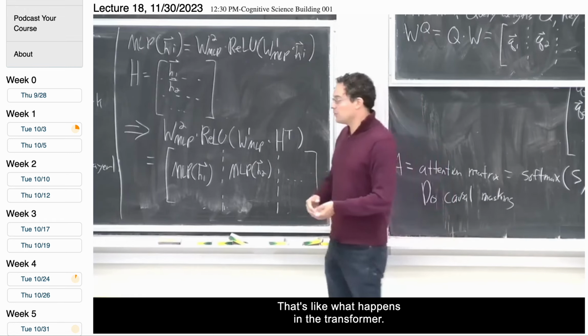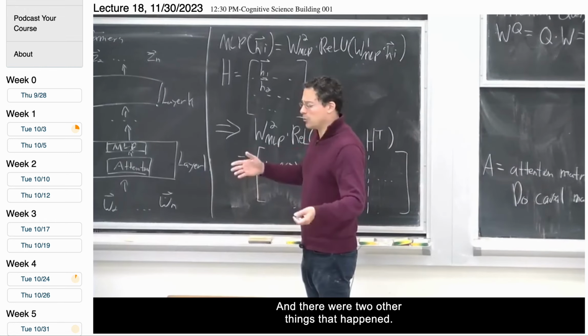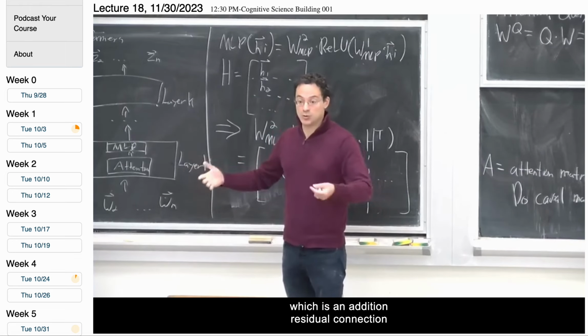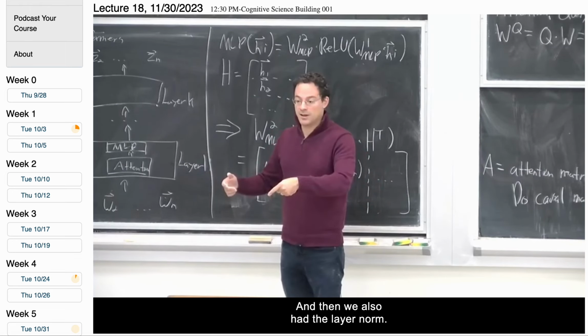And that's it, right? That's what happens in the transformer. There's attention, there's an MLP, and there were two other things that happened. There was a residual connection, which is an addition. Residual connection just means you add what you did previously to what you did now. And then we also had the layer norm.